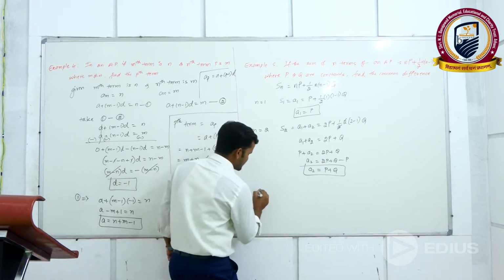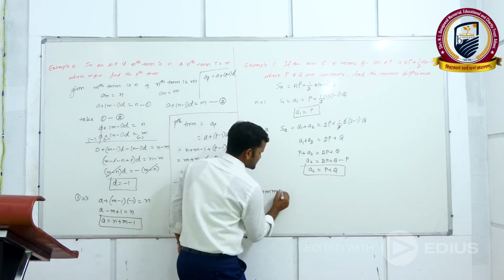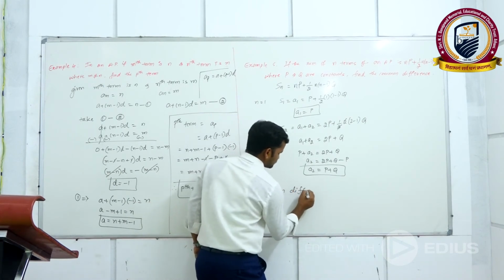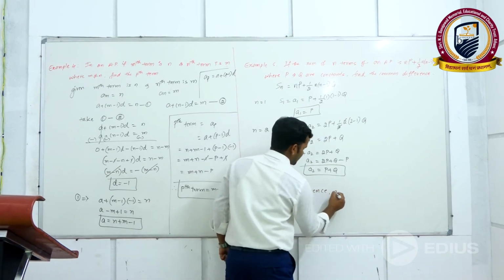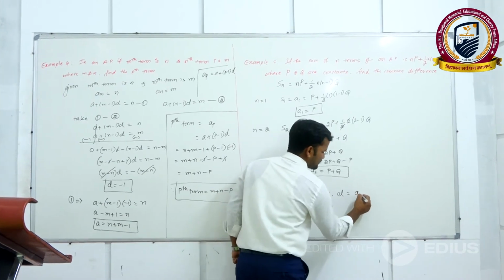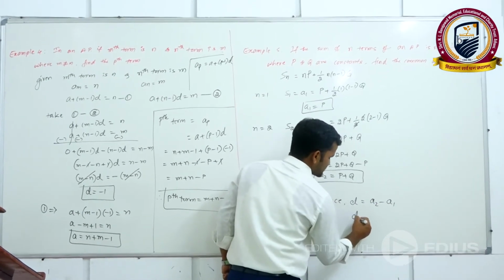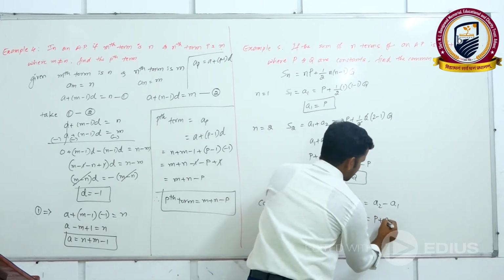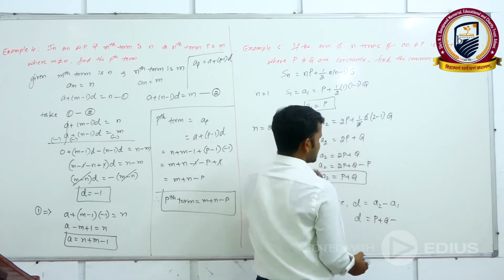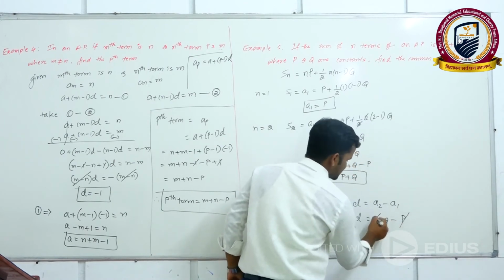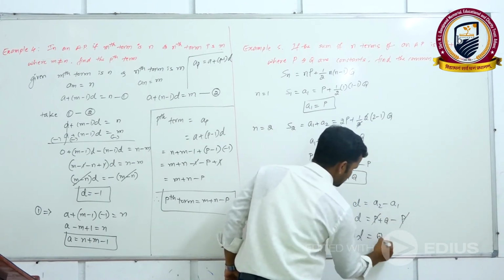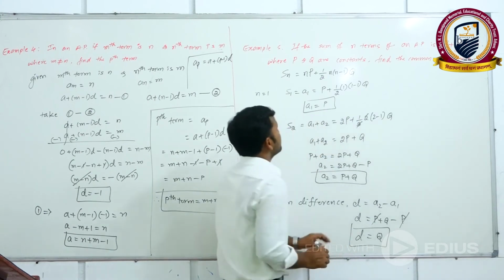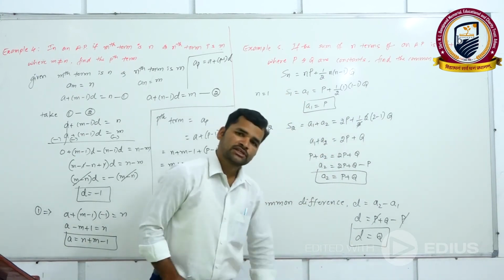Then what is the common difference? Common difference d is equal to a2 minus a1. d is equal to, what is a2? That is p plus q, minus a1. What is a1? That is p. p minus p gets cancelled. d is equal to q. So the common difference is q here.